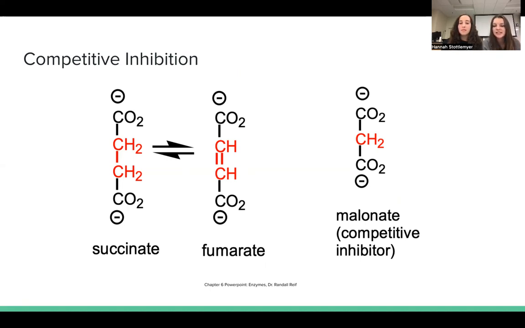And so in this slide specifically, it's showing malonate as an example of a competitive inhibitor, as it has a similar structure to succinate, and thus hypothetically malonate would bind to the binding site of succinate instead of succinate, and that would prevent the oxidation of succinate to fumarate.